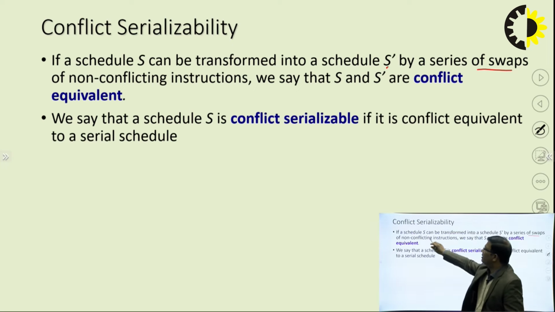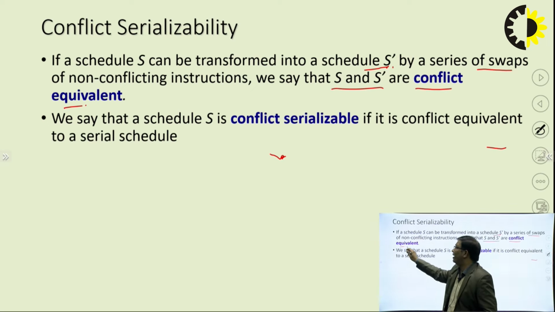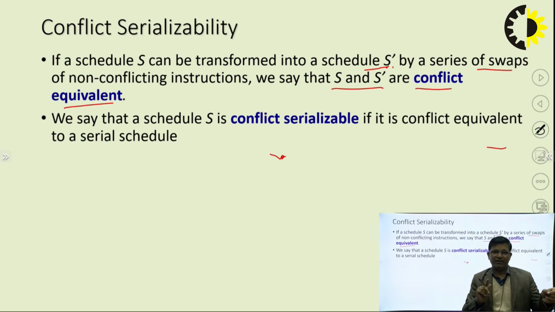So what is written? If a schedule S can be transformed into a schedule S dash by a series of swaps of non-conflicting instructions, we say that S and S dash are conflict equivalent. These two schedules, S and S dash, are conflict equivalent, where S is a serializable schedule and S dash is a serial schedule after swapping some variables.